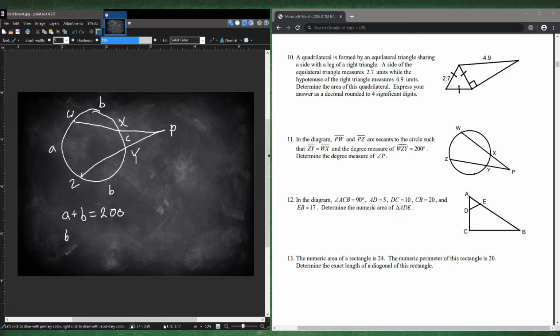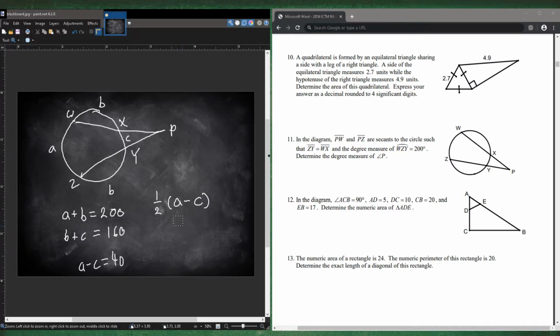that means B plus C has to equal 160, because that's the other part that we didn't account for, since it had to make up 360, right? 200 plus 160 is 360. And to find the angle of P, you just need to find 1/2 times parentheses A minus C. That's just the inscribed angles and lines question property. So to get that, we take half the first equation subtracted by the second one. So 200 minus 160 is 40. So then A plus B minus B minus C is equal to A minus C. So we got this portion down.